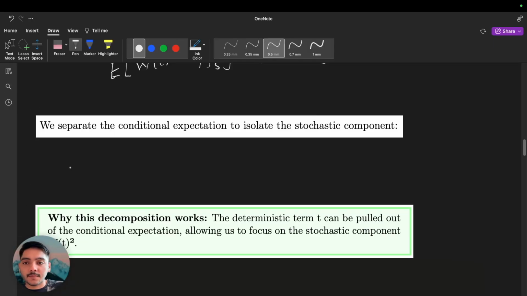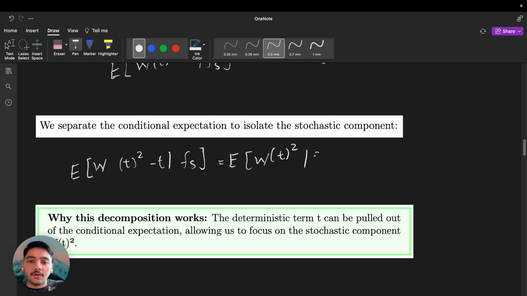So the expectation of Wt² − t given Fs is equal to the expectation of Wt² given Fs minus t. So we have separated this.